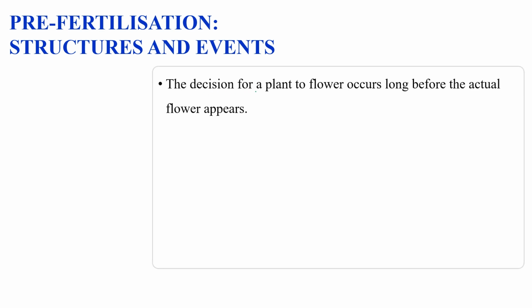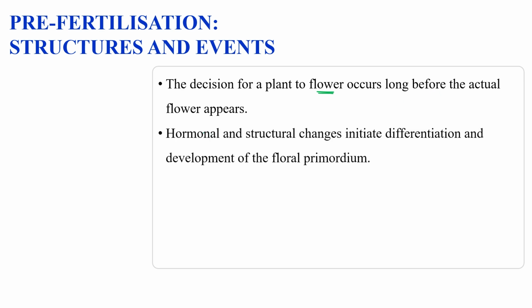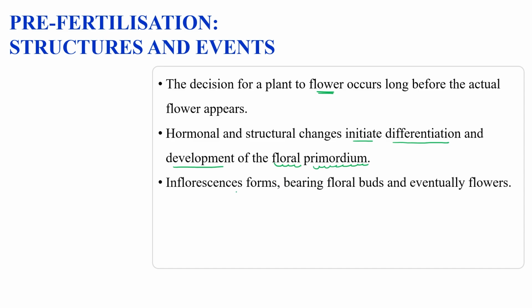So the decision of a plant to develop a flower occurs long before the actual flower appears. Okay, so there are certain hormonal and structural changes that occur in the initial differentiation and development of floral primordium, and in the form of inflorescence, some flower bearing different kinds of flower buds, and eventually they convert into the flower.